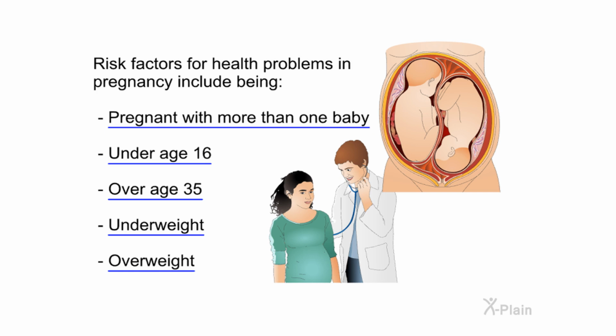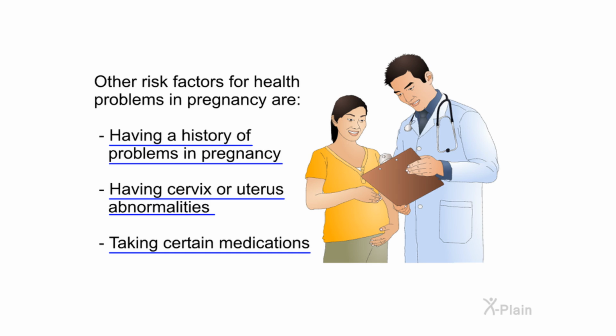Risk factors for health problems in pregnancy include being pregnant with more than one baby, under age 16, over age 35, underweight, overweight. Other risk factors for health problems in pregnancy are having a history of problems in pregnancy, having cervix or uterus abnormalities, taking certain medications.